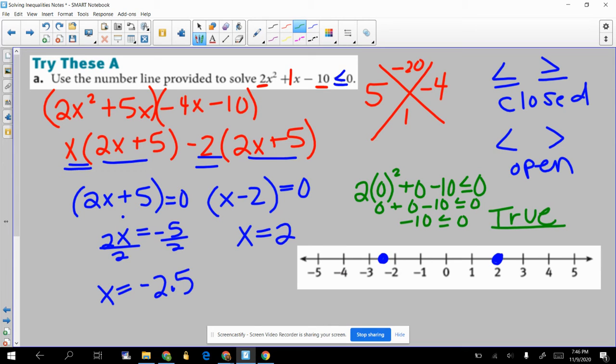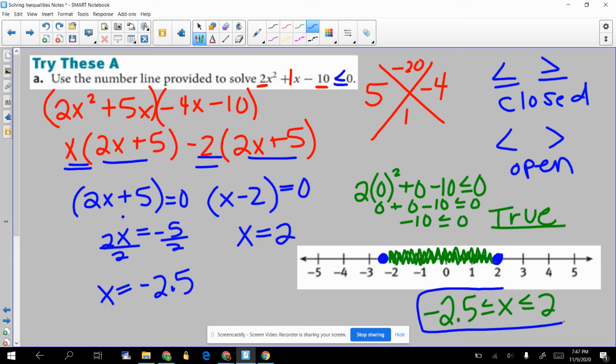So because this is true, we would shade in between. If it were false, we would shade outside. Okay, so then because it is true, we can write this as, it's like an and problem, right? So we can write this as -2.5 is less than or equal to x, which is less than or equal to 2. So now we know this x value falls in between, just like where we shaded. So that's how you're going to write your final answer. Okay, questions on that? You can go ahead and put them in the response.